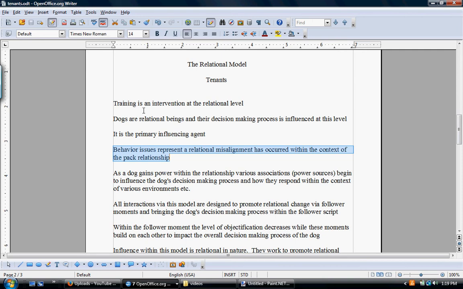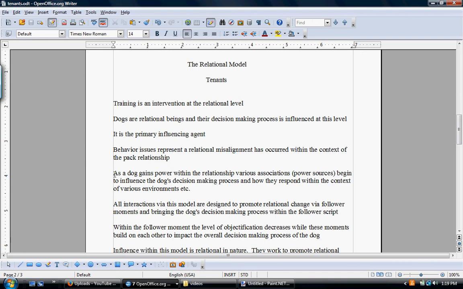So again, everything branches off the dogs as relational beings, and the role that we play in meeting those needs, and how that impacts a dog's decision-making process. I show the context of that through the influence of this relationship.